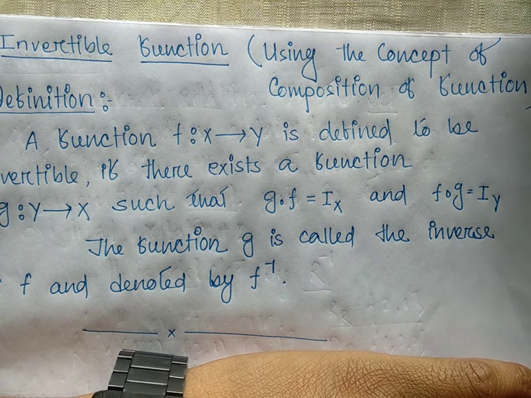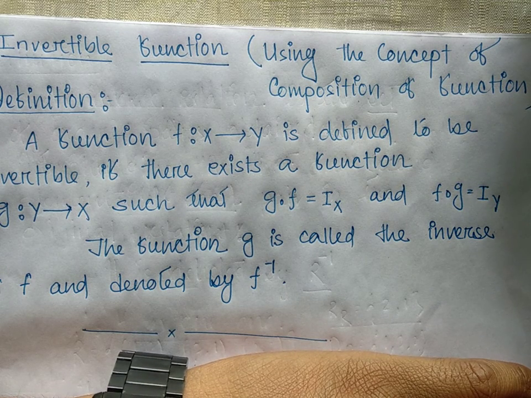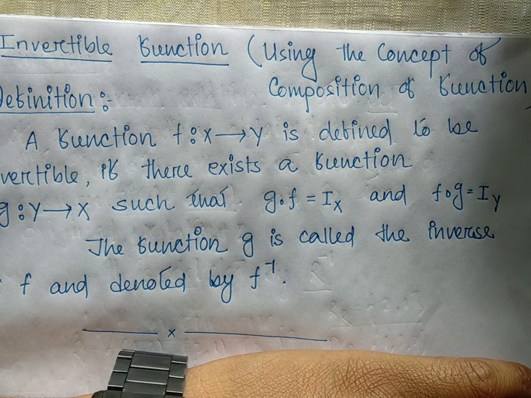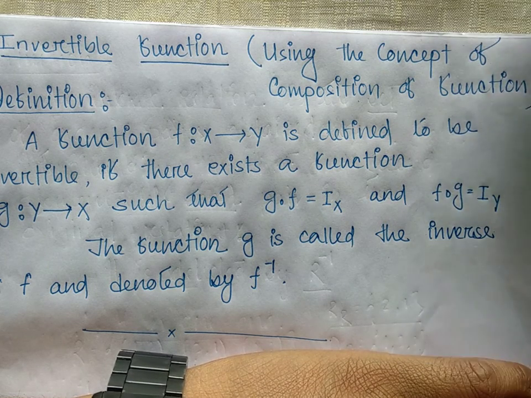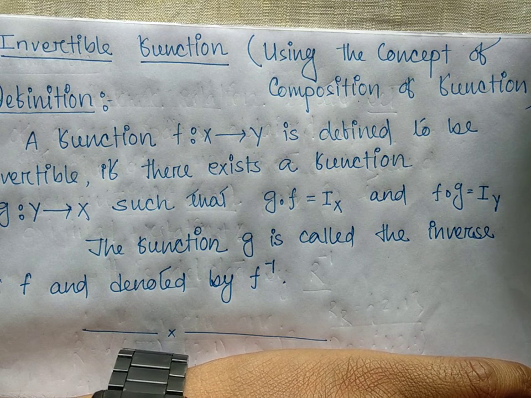A function is said to be invertible if the function is both one-one and onto. If the function satisfies both the conditions, then the function will be bijective. That means the bijective functions are invertible. Another definition is also there. Using the definition of composition of function, we can easily explain what an invertible function actually is.